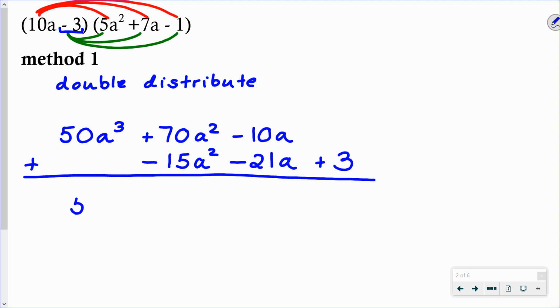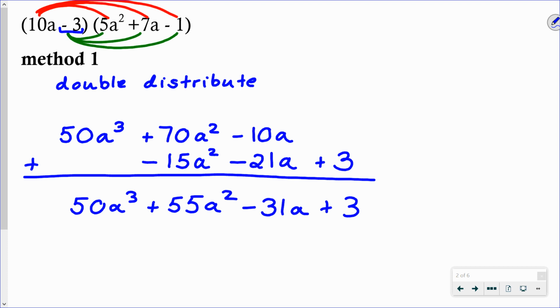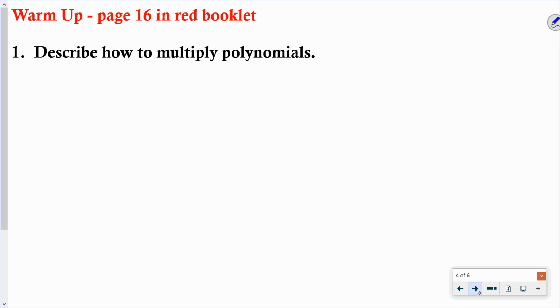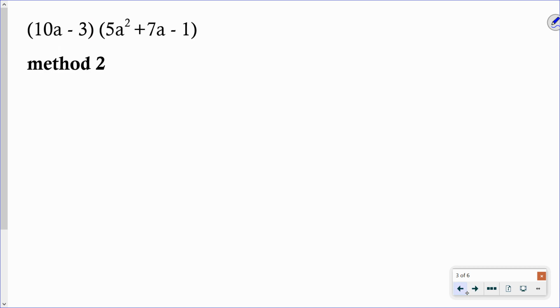plus 3. So now I'm just going to combine like terms. I have 50a to the third. Nothing can combine with that. I've got 70 minus 15, which is 55a to the second. I combine the a's, negative 10a, negative 21a, which is negative 31a, and then plus 3 just comes down. So that's double distribute.